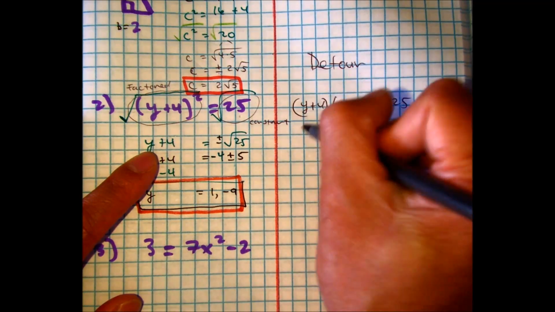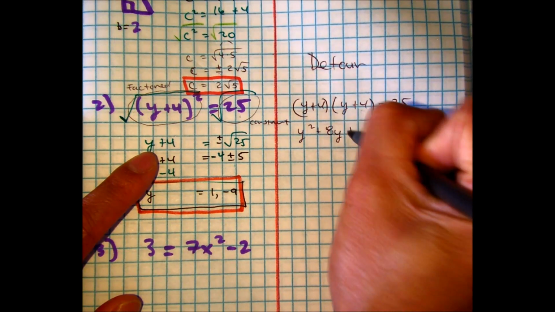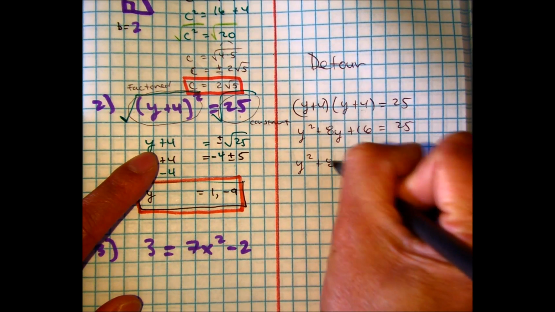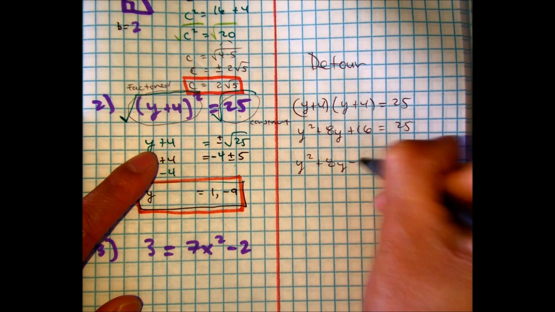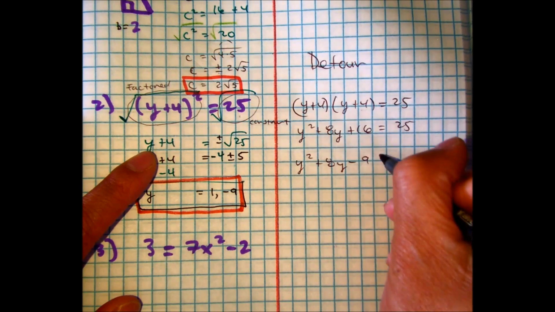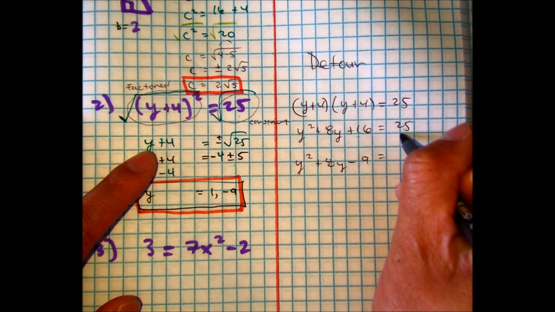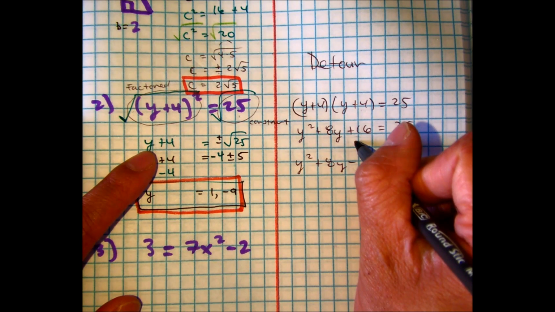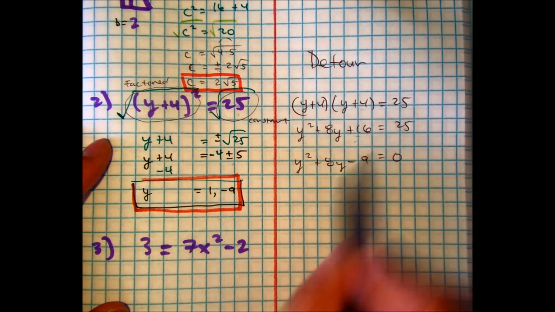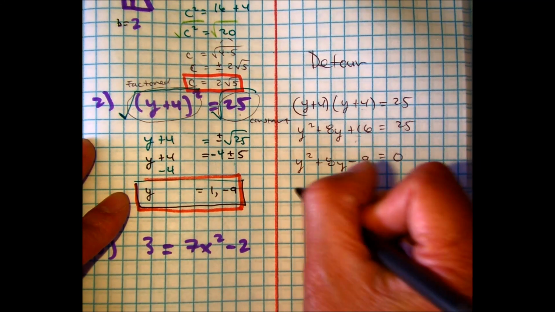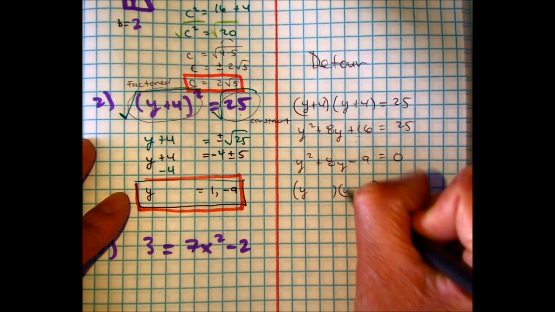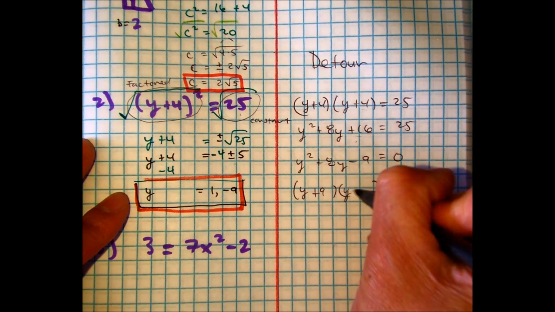So you could FOIL that, so that would be y squared plus 8y plus 16 equals 25. And then you can subtract 25 from both sides, y squared plus 8y minus, is that 9? Does that sound right? No? Yeah, I subtracted 16, or subtracted 25? 16, yeah. And then you're like, well, how do I solve a quadratic like that? Then you can use a factoring method. y plus 9, y minus 1.